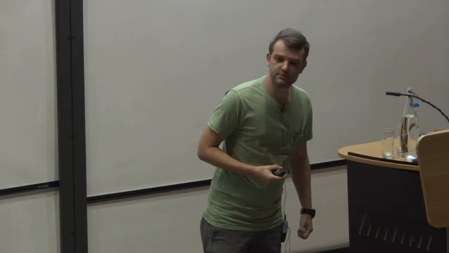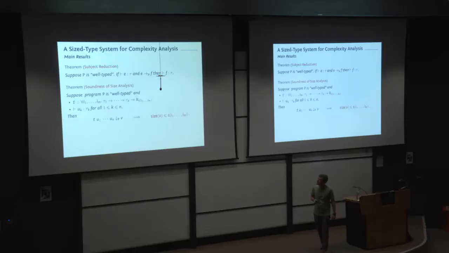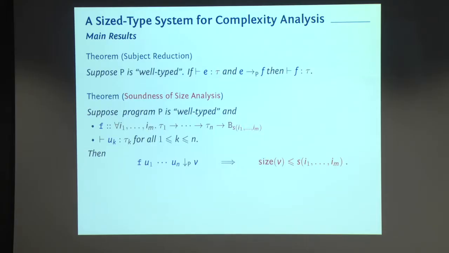So far so good. Now, the minimum property that you would expect from such a system is subject reduction, which essentially means that types are preserved by reduction. We have also proven this for our system in the paper. And what we get from this is immediately our first soundness result of the size analysis, which roughly states that the sizes that you attach to your program correctly overestimate the sizes of normal forms.